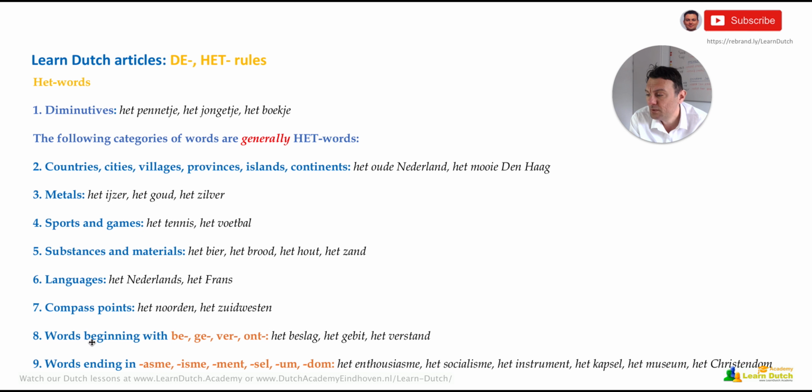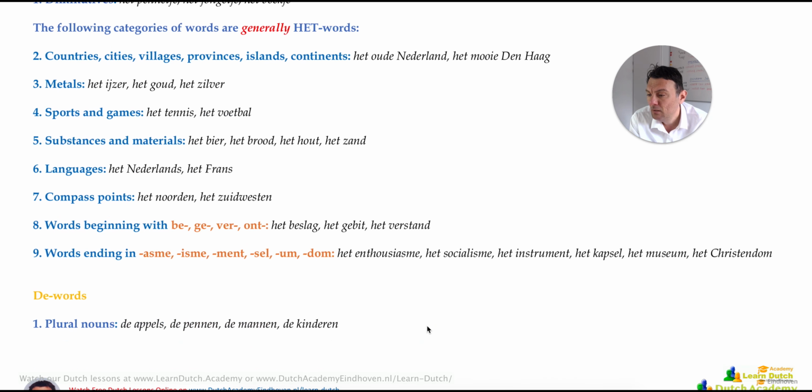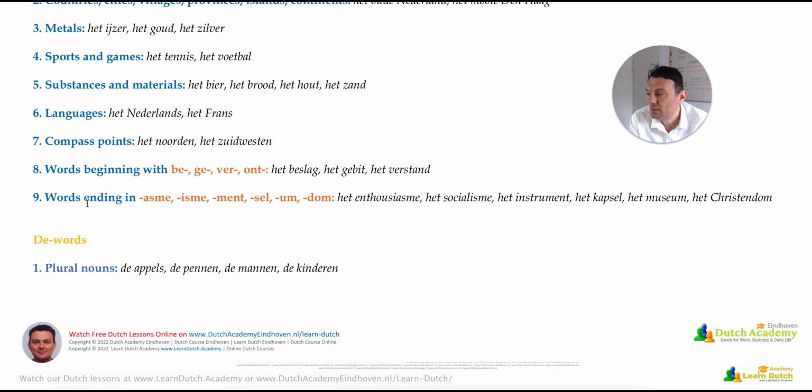Also words beginning with be, ge, ver, ont. Het beslag, het gebied, het verstand. Words which are ending in these endings, het enthousiasme, het socialisme, het instrument, het kapsel, het museum, het christendom.